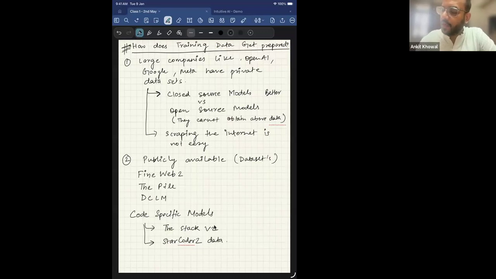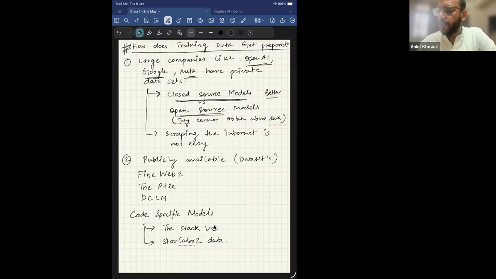Like I said, large companies like OpenAI, Google, and Meta have their private data sets. They have scraped the internet and created their private data sets. So you can think of it as why closed source models are better than open source models. These closed source models belong to big companies like OpenAI, Google, and Meta. So they have their own data sets, which are on all of the internet. Obviously when you train the model on that kind of data, the output of the model will be better. So that is why the models from these companies are better, because their data sets are better.